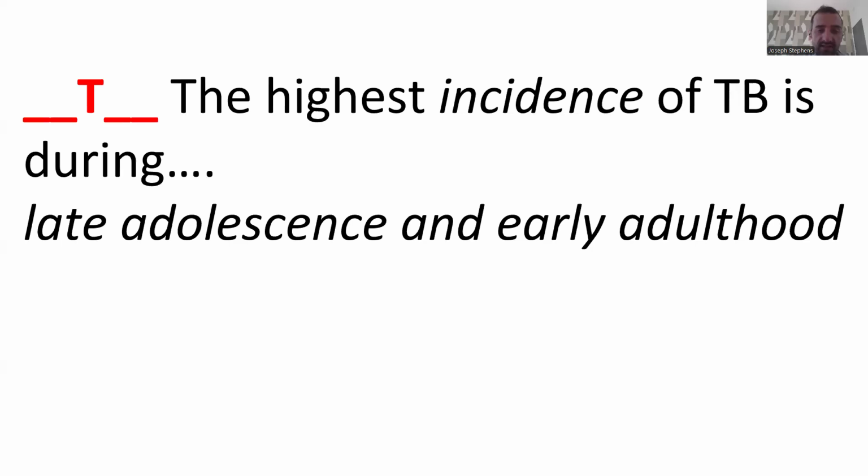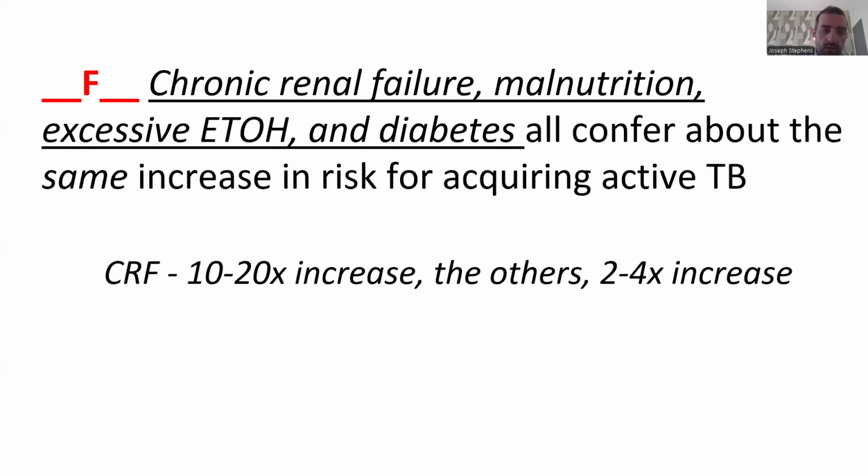True or false? The highest incidence of TB is during late adolescence and early adulthood. That's true. So the incidence of TB is highest in late adolescence and early adulthood. True or false? Chronic renal failure, malnutrition, excessive alcohol, and diabetes all confer about the same increase in risk for acquiring active TB. The answer here is false.